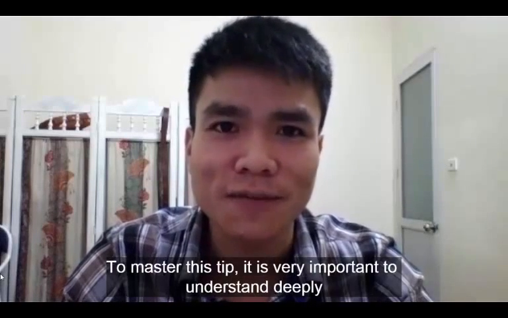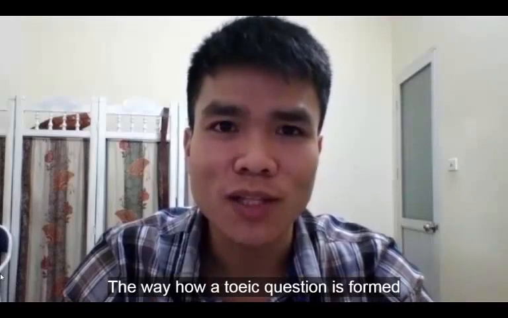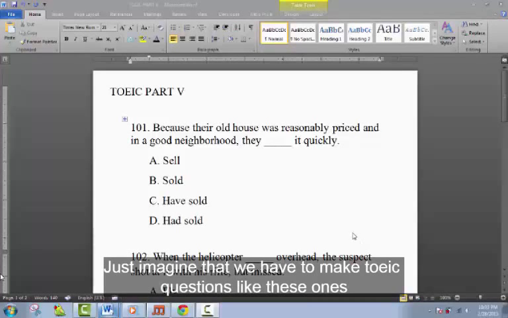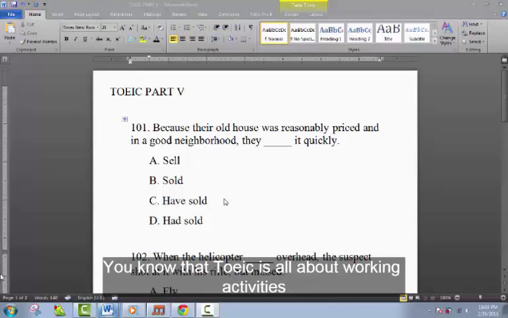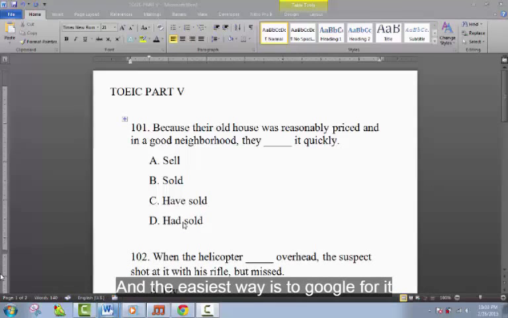To master the tip, it's very important to understand deeply the way a Toeic question is formed. Just imagine that we have to make Toeic questions like the ones. So what would you do? You know that Toeic is all about working activities, so we need to find sentences on this topic, right? And the easiest way is to Google for it.